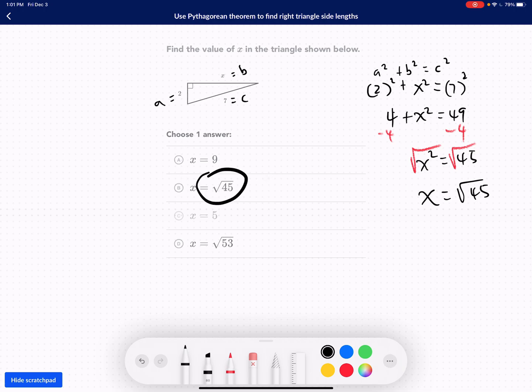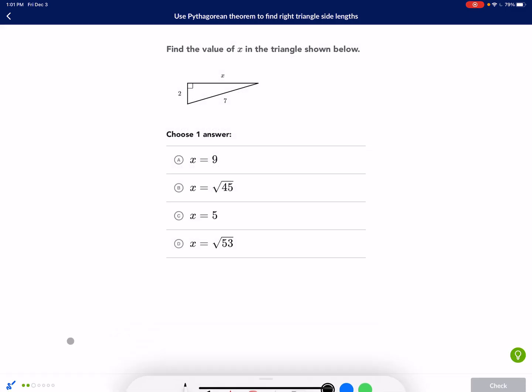And if I want to simplify this, once again, you could just go 9 times 5. Remember, 9 times 5 is 45. So we get the square root of 9 times 5, and then just separate them using the multiplication sign. Square root of 9 is 3, and 5. So my answer is 3 square root of 5 if I were to simplify it all the way. So that is it. And so my answer is B. We can go and check that.